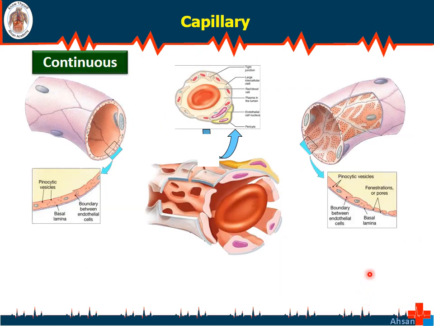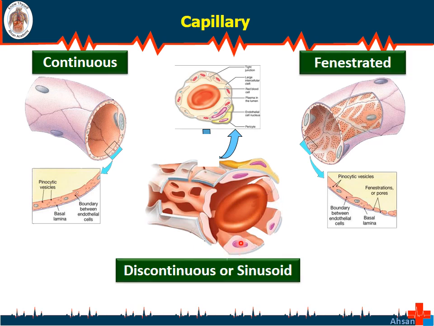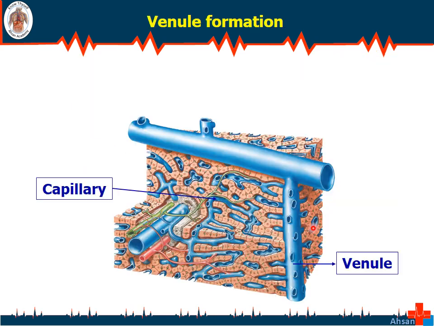To sum up, this is the continuous capillary, cells making a continuous layer with tight junctions between them. Cells are continuous but having fenestration, openings in the cell body, and there may or may not be a diaphragm there. The cells are separated in the case of sinusoids or discontinuous capillaries. You see there are gaps. The lumen is irregular, with very little control over the passage of substances to and from the capillaries.